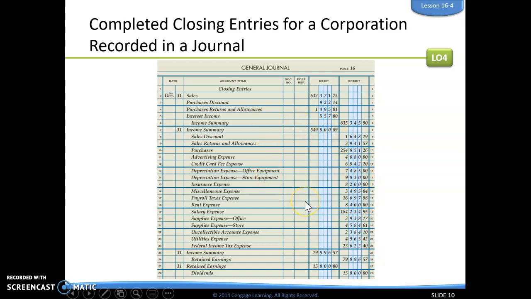This is showing us then our completed closing entries for a corporation. So notice this, it's quite long, especially that second closing entry.